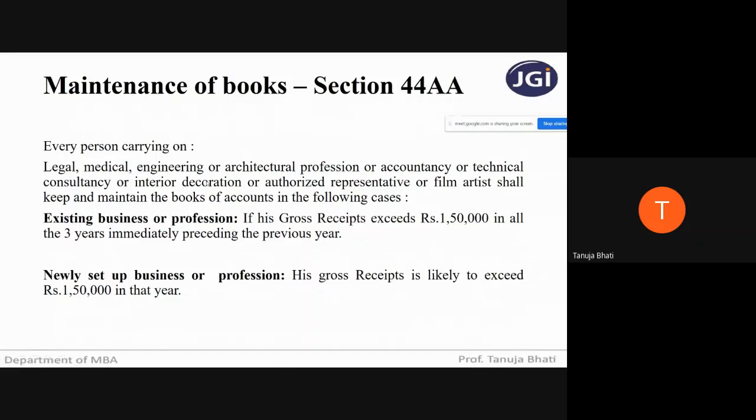Then we have seen persons other than individual or HUF, in situations where they are covered under 44AE and 44AD, and even after being covered under that taxation scheme, they are showing lower income, they have to maintain the books of accounts.